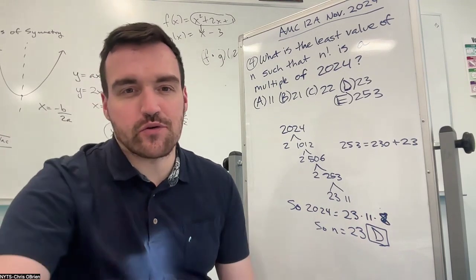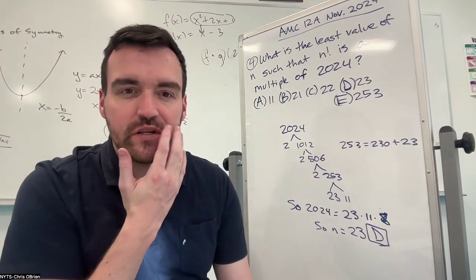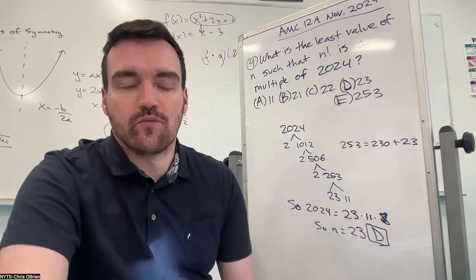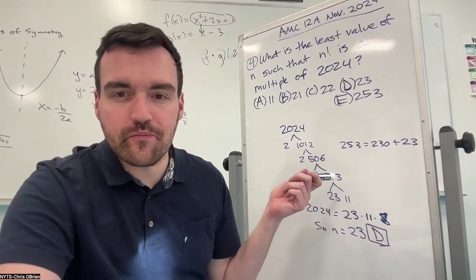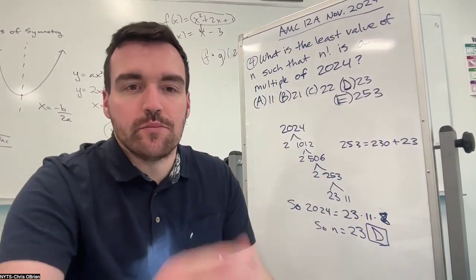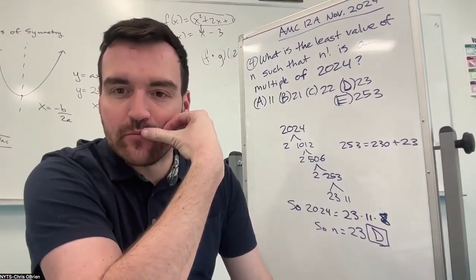Right. So I think that was also a relatively easy one as long as you were able to recognize that 253 is not prime. Because if you thought that 253 was prime, you would have answered E, but you had to sort of realize that 253 is not prime.